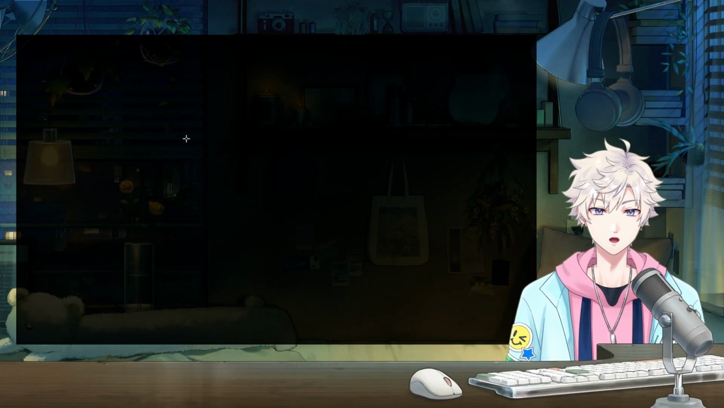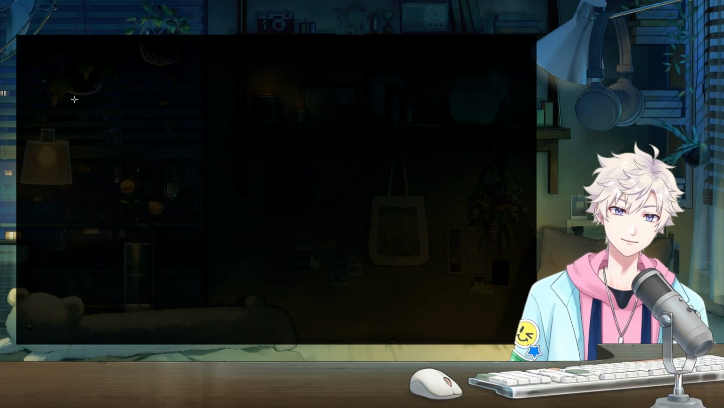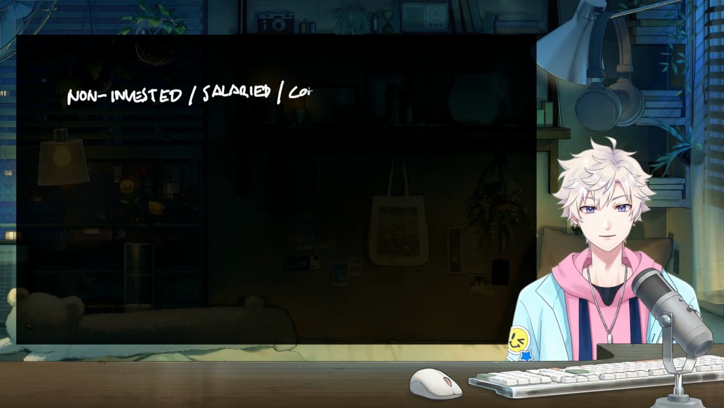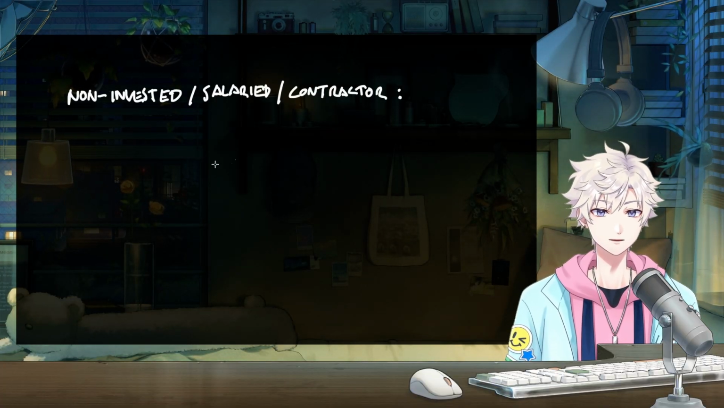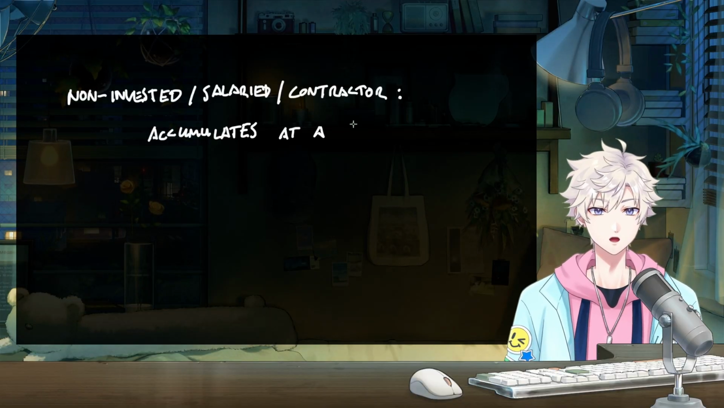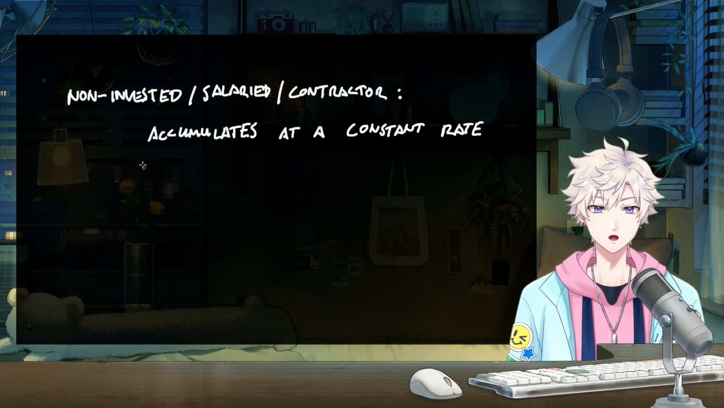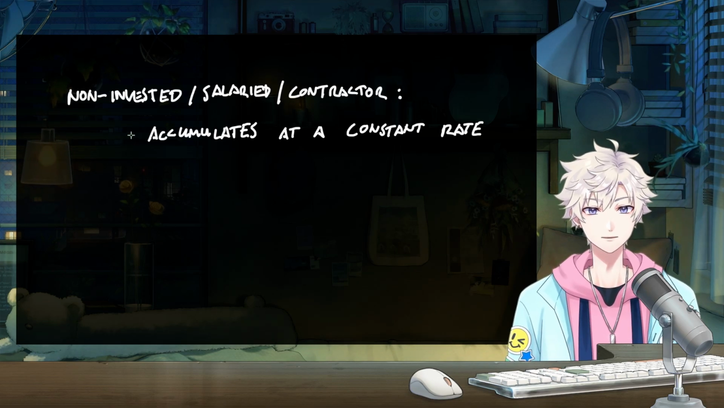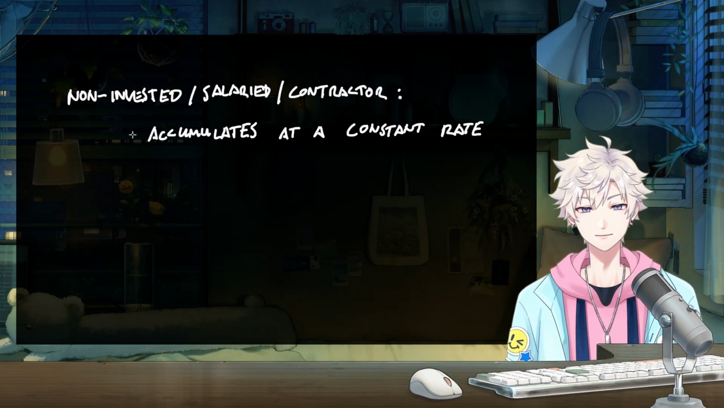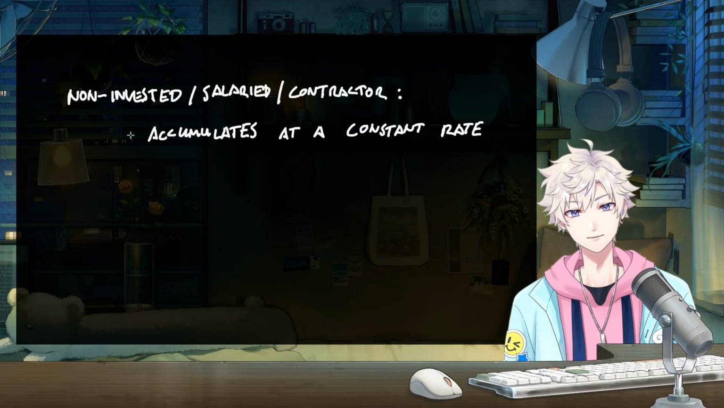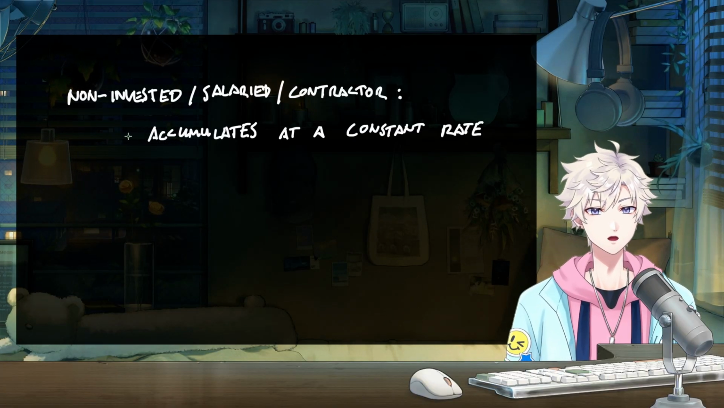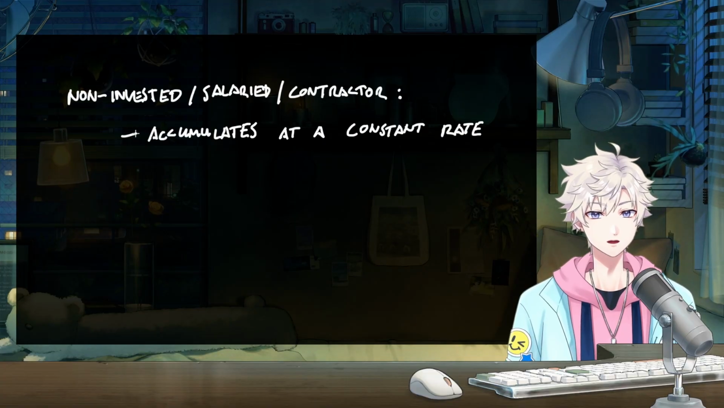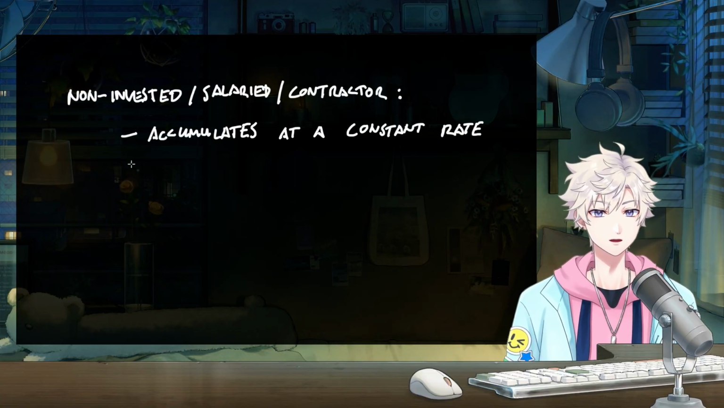Okay, so what's the point here? The point is that for non-invested capital, people who are salaried or contractors, they accumulate capital at a constant rate. So again, back to the image, you've got a person walking down the street, and there's a quarter every few steps. They pick up that quarter and they march off into infinity, and they've got a certain amount of money that they're getting per time. That's what a constant rate means.